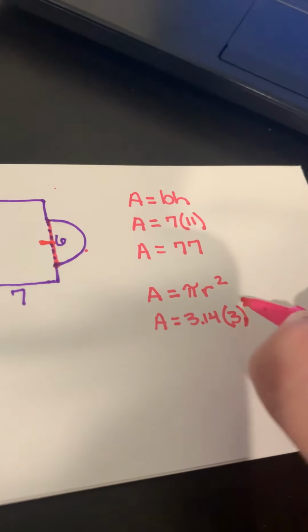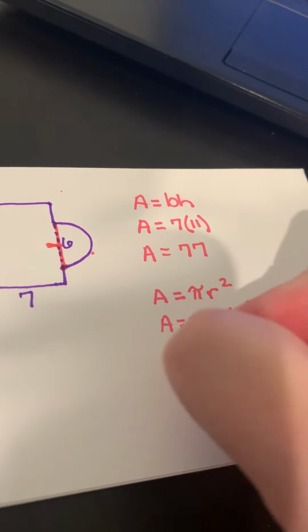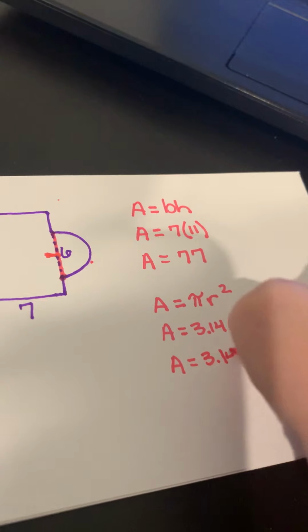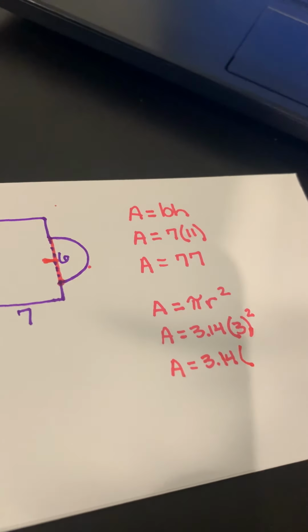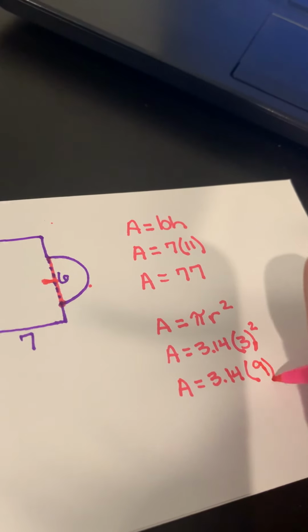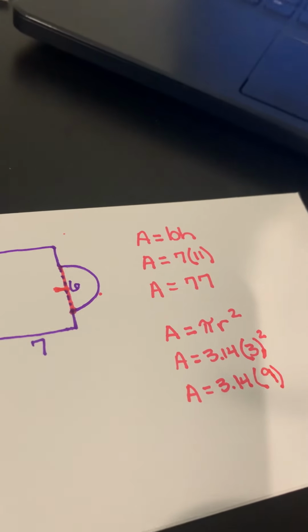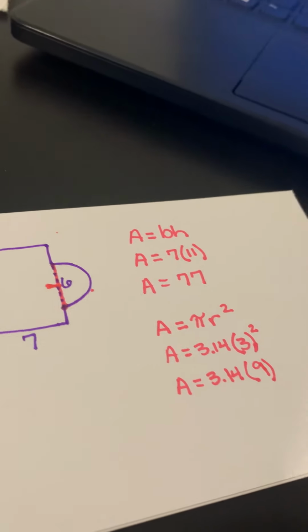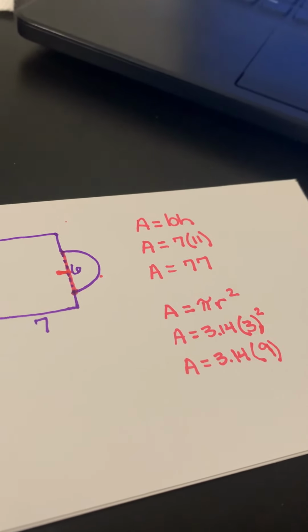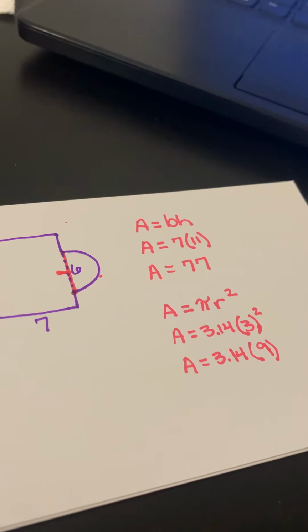I'm going to follow order of operations and do my exponents first. So I'm bringing down the 3.14. 3 squared means 3 times 3, which is 9. Now all I have to do is multiply 3.14 times 9. I'll give you a second to multiply that out or type it in your calculator.